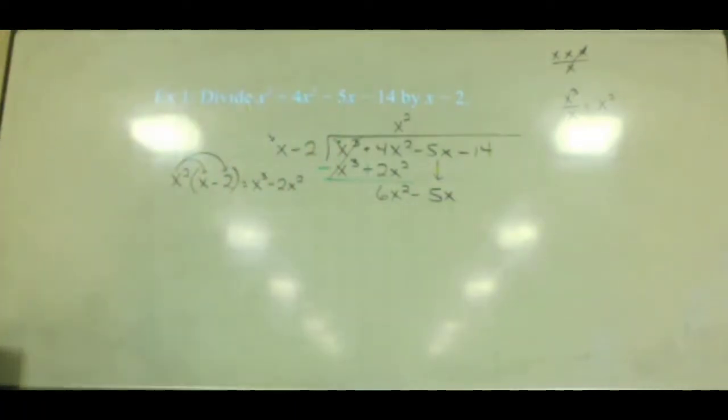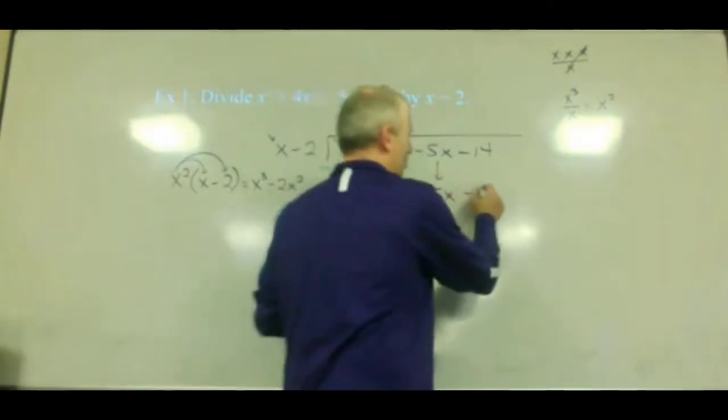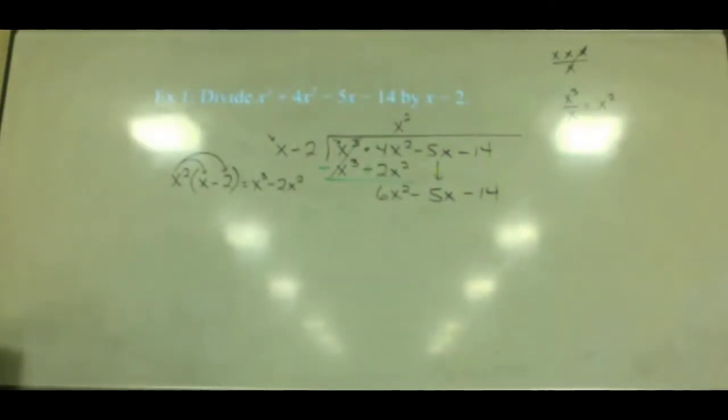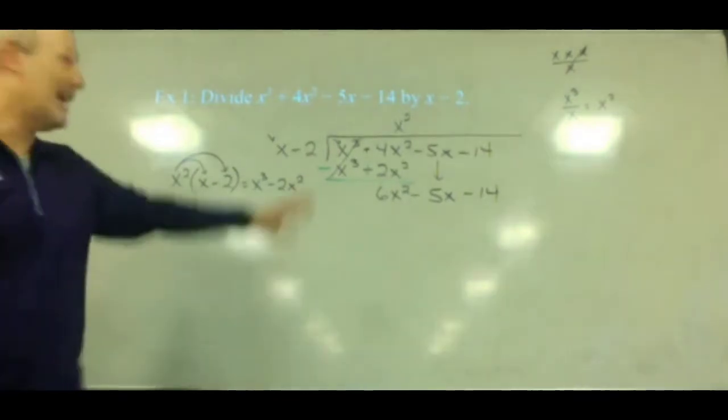So we've just done step 1. We canceled out the first term, right? So we don't bring down the 14 yet. We could. I usually don't, but you could. That's fine. Question. Was that the question about the 14? Okay. Something else? Okay. So we canceled out the x cubed.